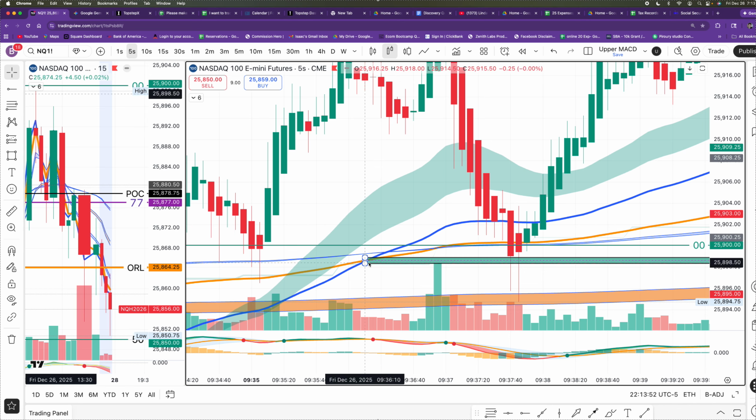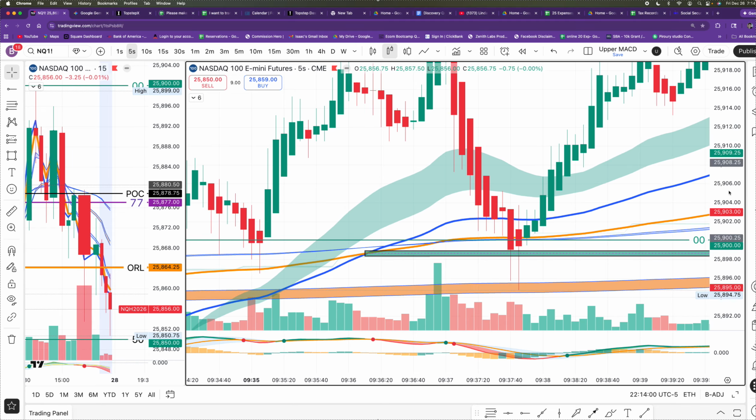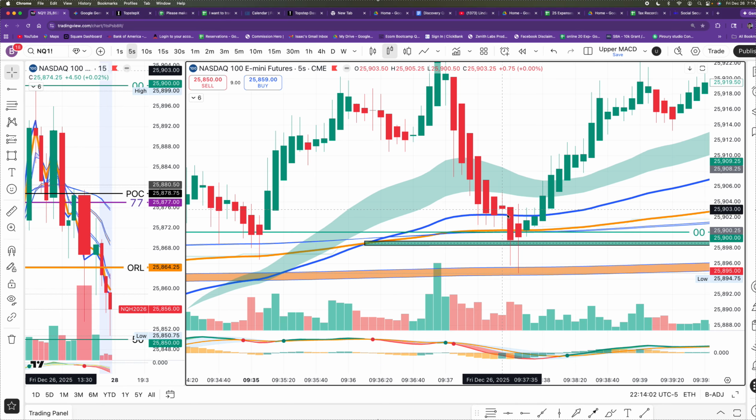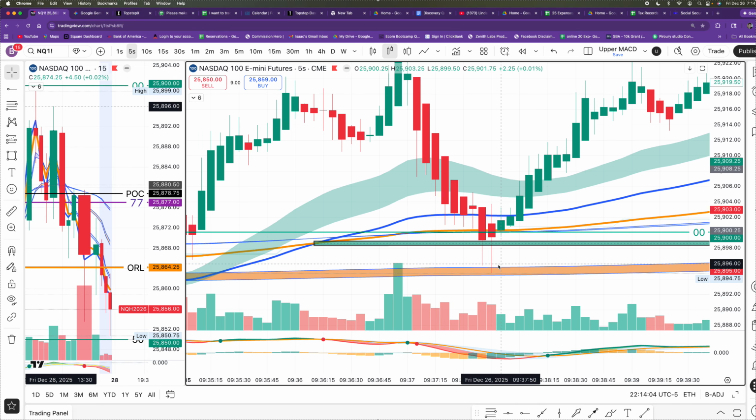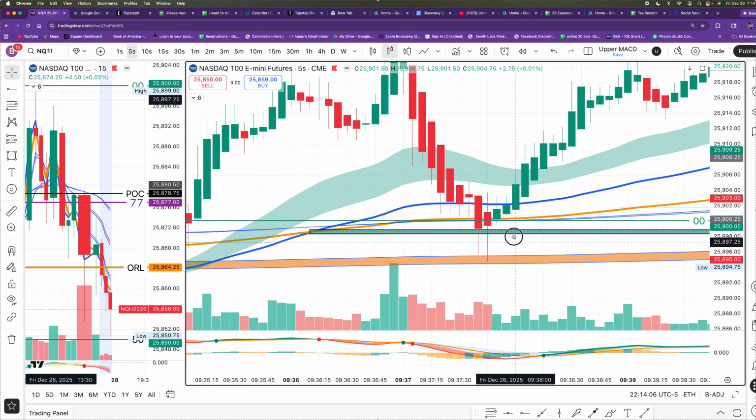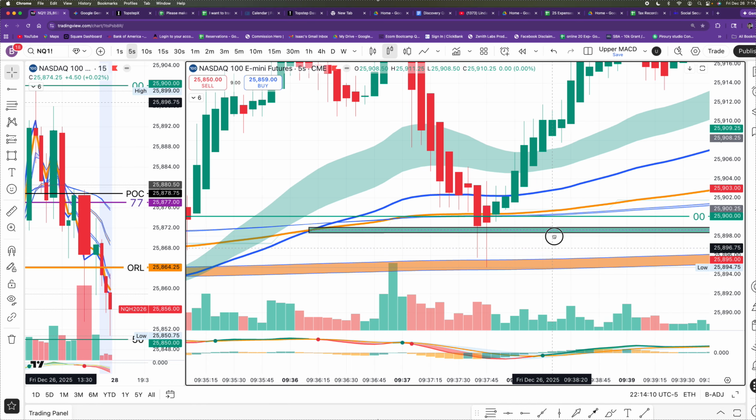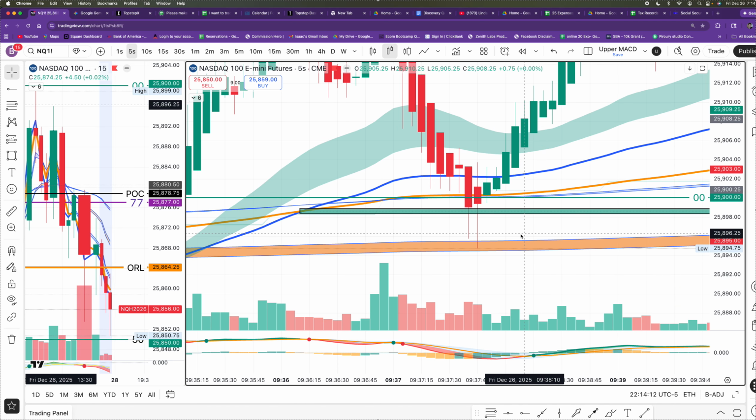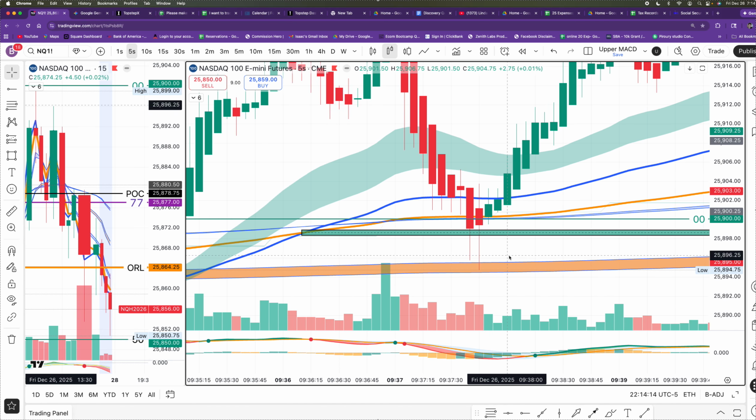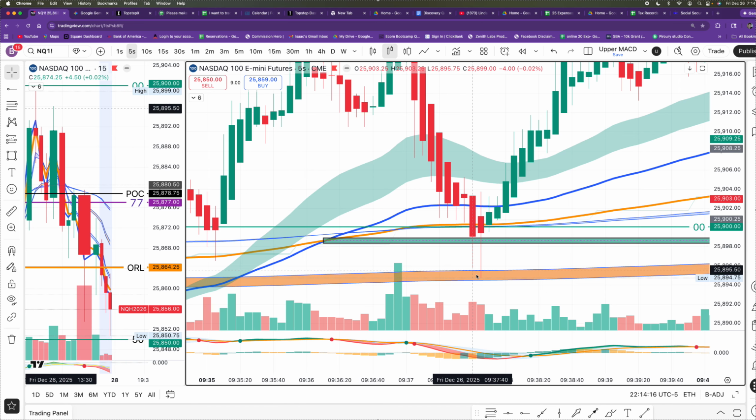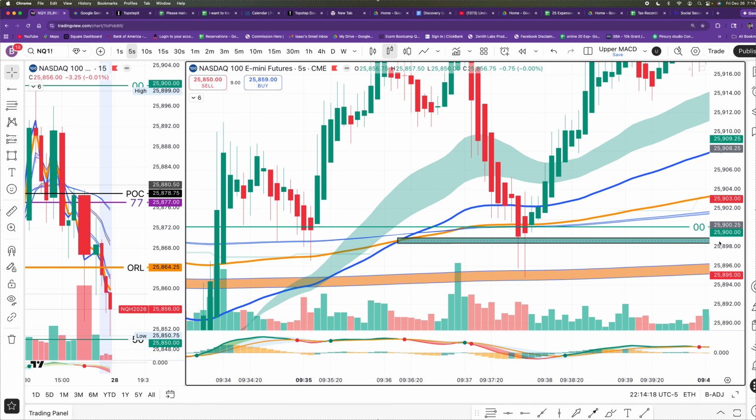For example, this one occurred at 9:36 and 10 seconds. And by 9:37 and 40 seconds, a minute and a half later, price had retraced back to it. And in conjunction with this one, which is the 1 minute, the 15 minute 8.5 EMA, right? So between these two, it created a really nice bounce point, right?